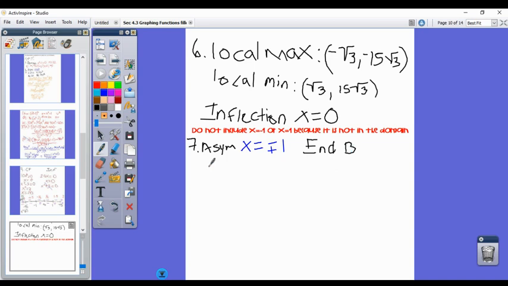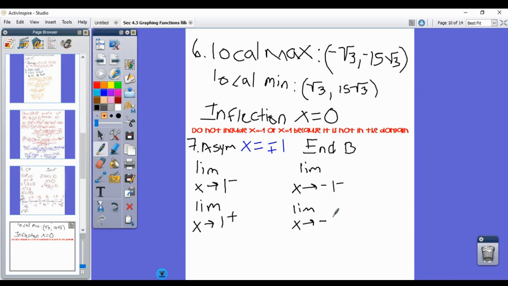Okay, so there are total 4 limits we're going to find. The limit as x goes to 1 from the negative, the limit as x goes to 1 from the positive, and then we're also going to do the same thing with -1. So limit as x goes to -1 from the negative, and the limit as x goes to -1 from the positive direction.